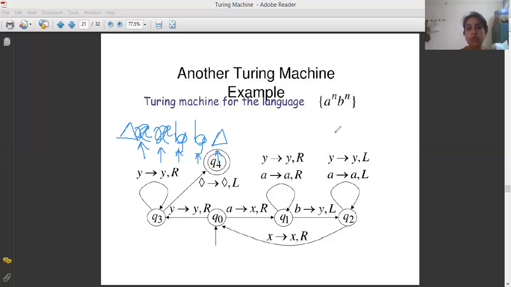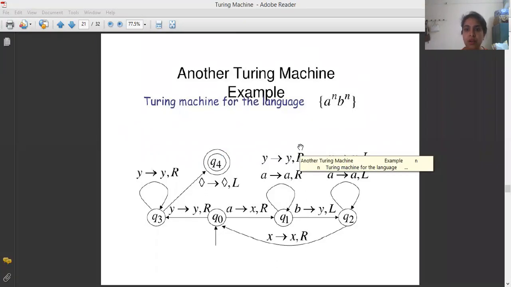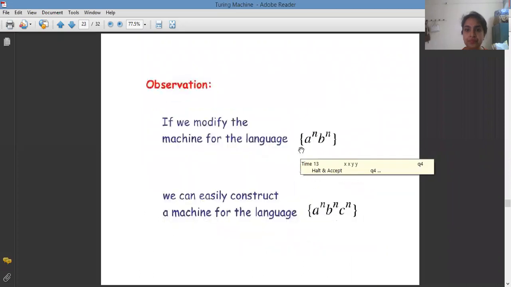Students, what do we observe here? We have designed a machine for A raised to n, B raised to n, which is a context-free language. But just imagine if the language is A raised to n, B raised to n, C raised to n. Then what will happen? We cannot design a PDA for this. We have already discussed that we can prove using the pumping lemma that A raised to n, B raised to n, C raised to n is not a context-free language.